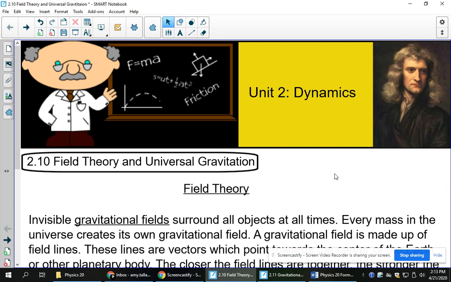So the big thing we think about is planets creating a gravitational field, but anything that has mass also has a gravitational field. So you sitting watching this video right now have a gravitational field yourself. It just happens to be much smaller than the planet that you're sitting on. So these lines that we draw are still vectors and they point towards the center of the mass, so Earth or other planetary bodies. And the closer they are together, the stronger the gravitational field.